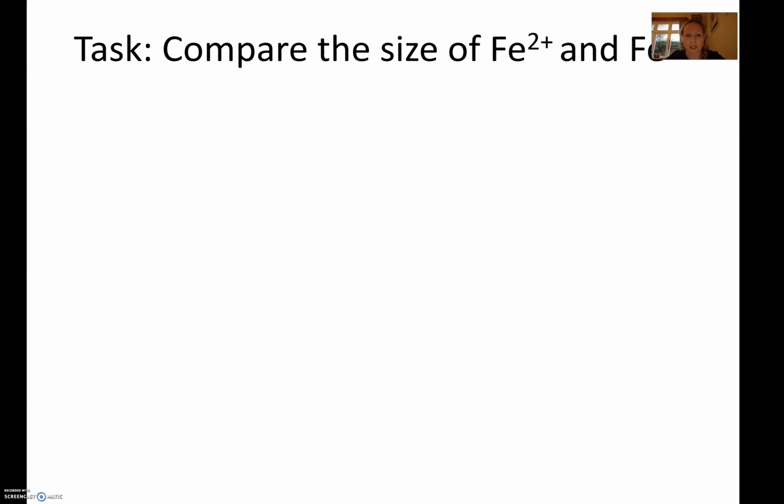I didn't quite get to finish a couple of concepts. So here's a question I'd like you to look at. I'd like you to compare the size of Fe2+ and Fe3+. Which will be smaller?